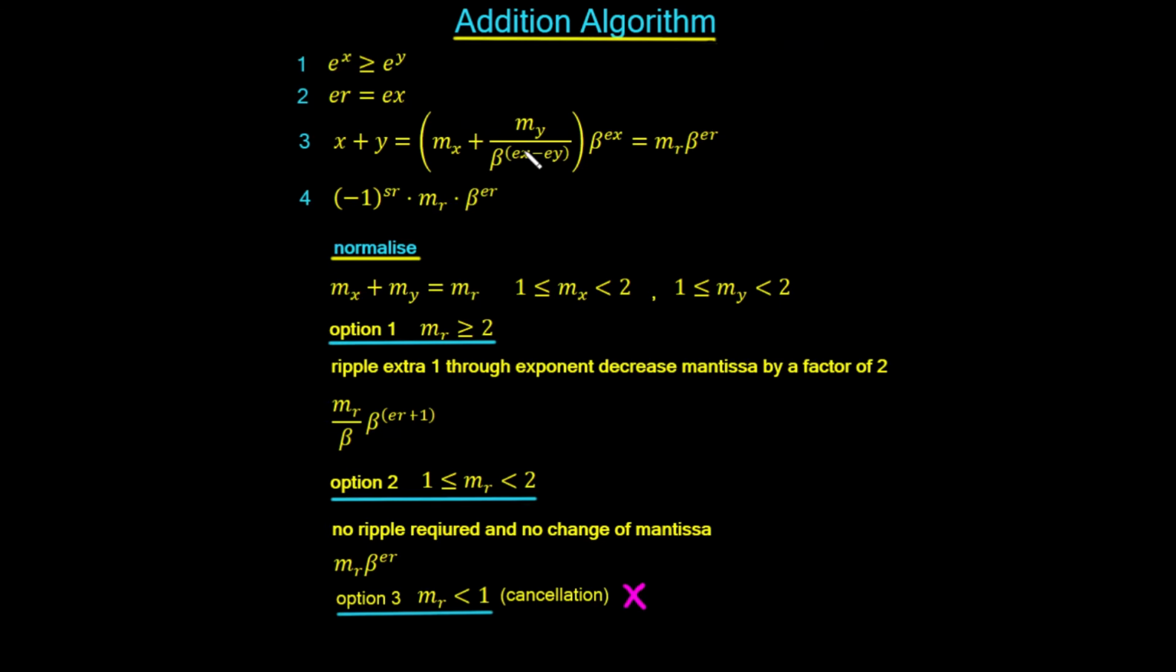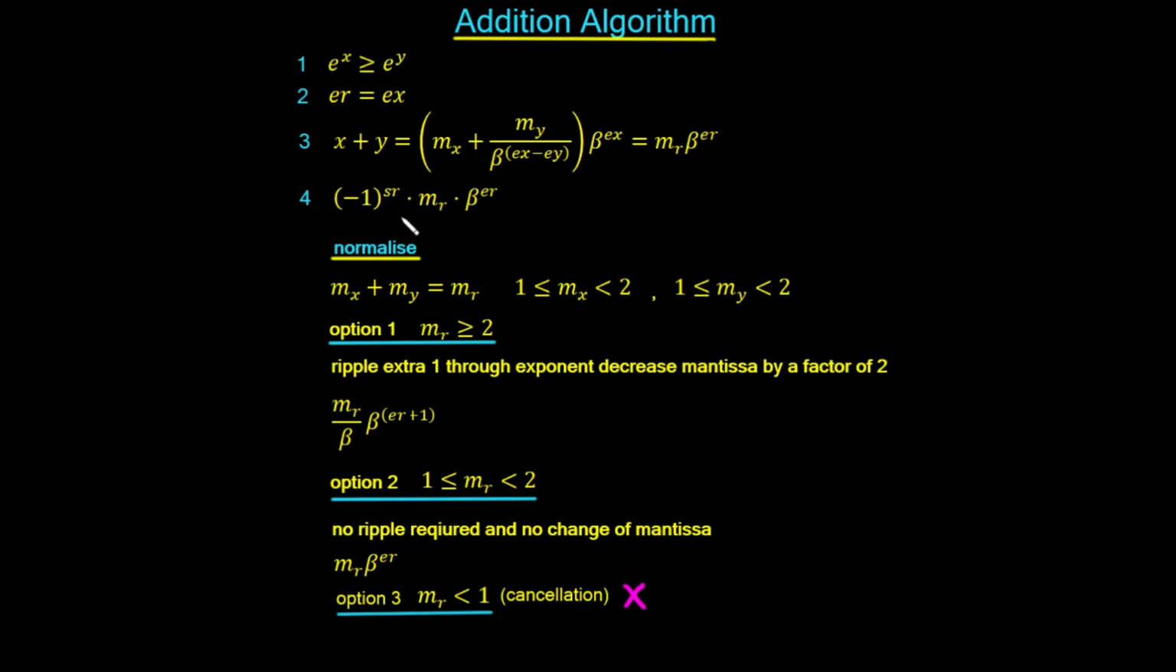and the final result is given by this mantissa r, which just stands for mantissa of the result. So the final result is going to be the mantissa of the result, which is inside the brackets here, and it's beta to the er, which is the exponent of the result. And the sign is going to be -1 to the sign of r.